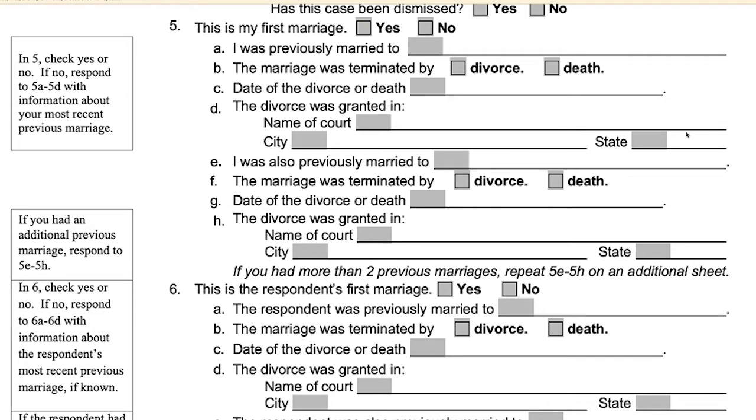The next thing you want to do is list whether or not this is your first marriage. If it's not, then you just list your previous marriage, how it ended, when it ended, and where it ended. If you have more than one previous marriage, there's space to put a second marriage here. However, if you have more than two previous marriages, you're going to want to list the answers to all these questions on a separate sheet of paper.